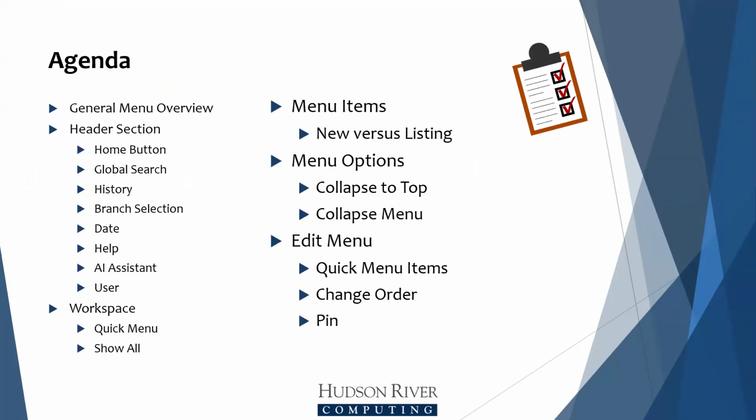So we're going to go through the agenda real quick, a general menu overview. We're going to go through the header section of the menus, and then how the workspaces work, or basically the menus themselves, and how you can select items within the menu. So let's get started.